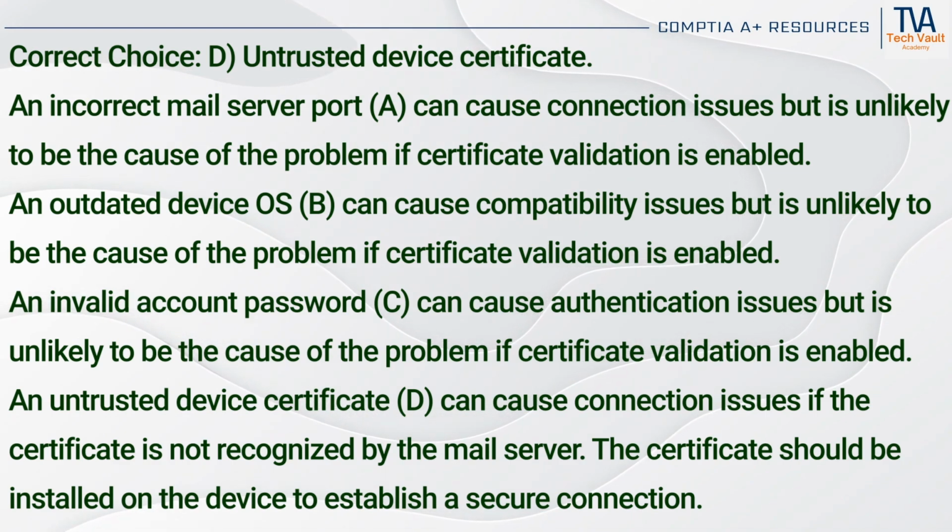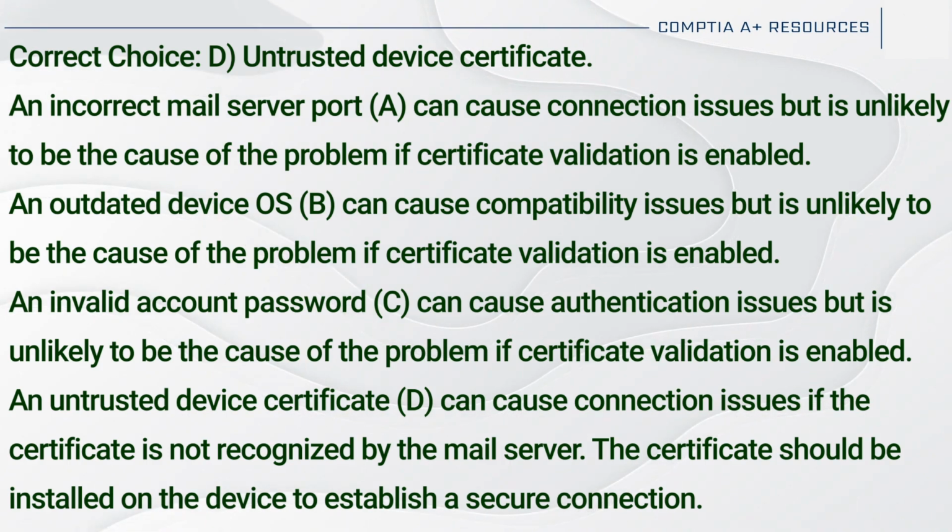Correct choice, D. Untrusted device certificate. An incorrect mail server port, A, can cause connection issues, but is unlikely to be the cause of the problem if certificate validation is enabled. An outdated device OS, B, can cause compatibility issues, but is unlikely to be the cause if certificate validation is enabled. An invalid account password, C, can cause authentication issues, but is unlikely to be the cause of the problem if certificate validation is enabled. An untrusted device certificate, D, can cause connection issues if the certificate is not recognized by the mail server. The certificate should be installed on the device to establish a secure connection.